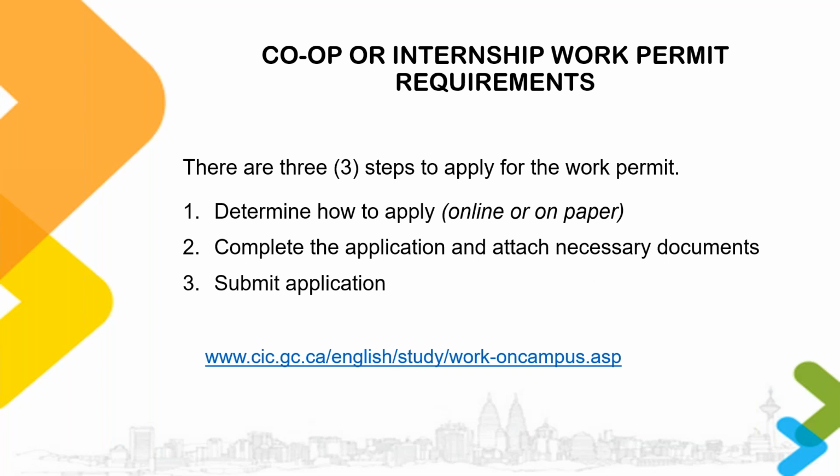There are three steps to apply for a work permit. Number one, you can apply online. To apply online, you must have access to a scanner or camera to create electronic copies of your documents for uploading and have a valid credit card for payment.